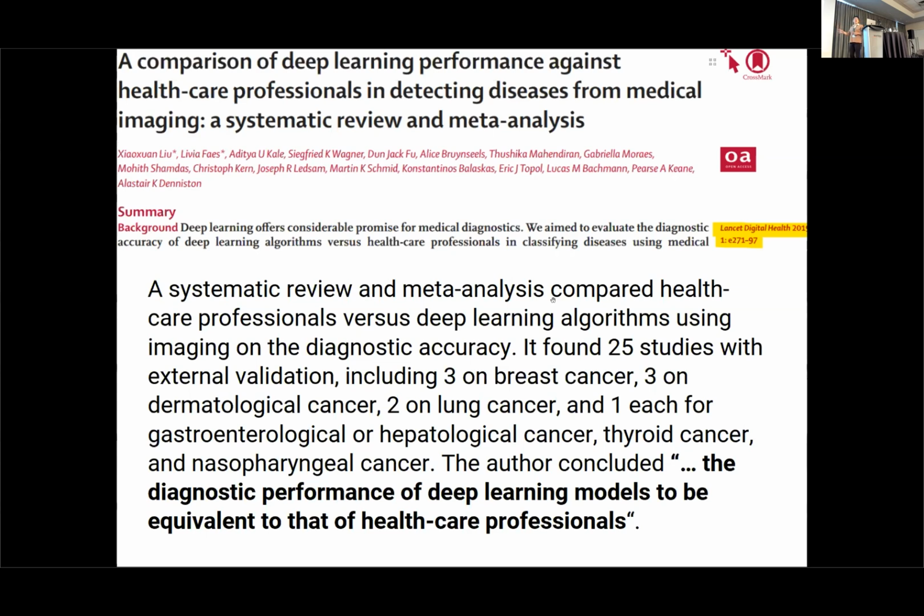These 25 studies are not only including cancer, but also other diseases. So I'm just going to pull the cancer studies here, because that's where my work has been focused. So 3 on breast cancer, 3 on dermatology cancer, 2 on lung cancer, and 1 each for a few other types of cancer. And they concluded that based on these 25 studies that have external validation, the diagnostic performance of deep learning models is equivalent to that of healthcare professionals. Of course, we have to be aware of maybe the publication biases, but this is the best out there in the literature.